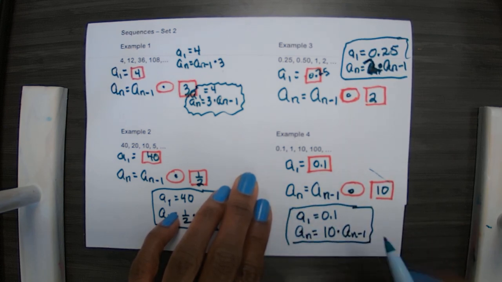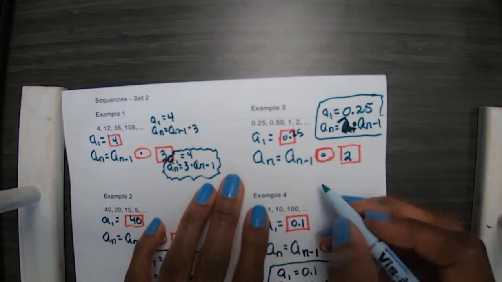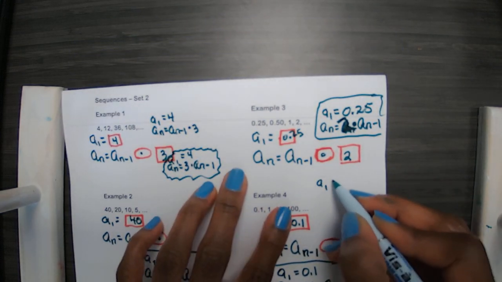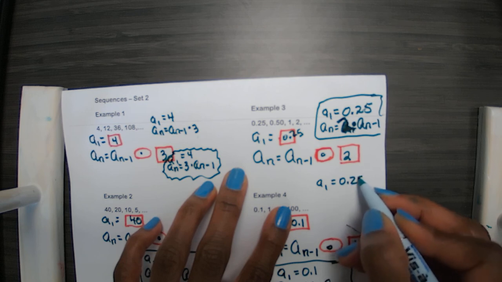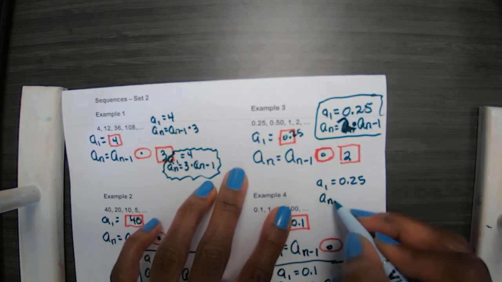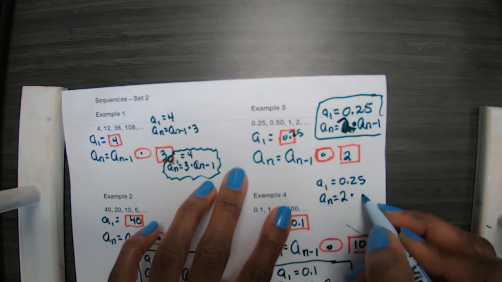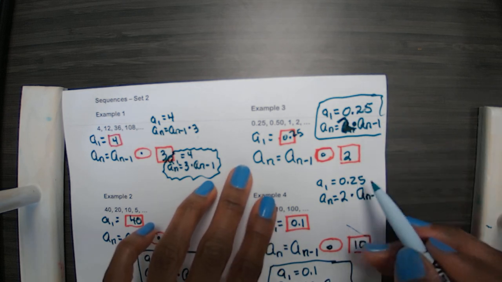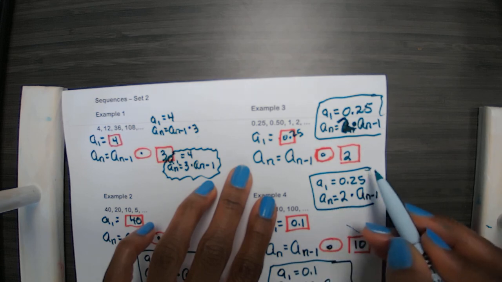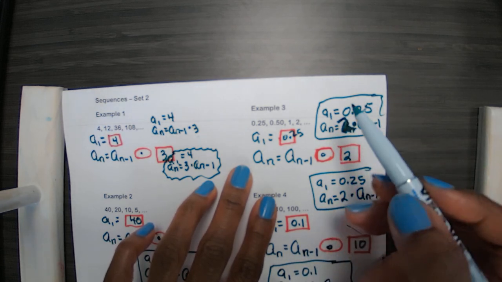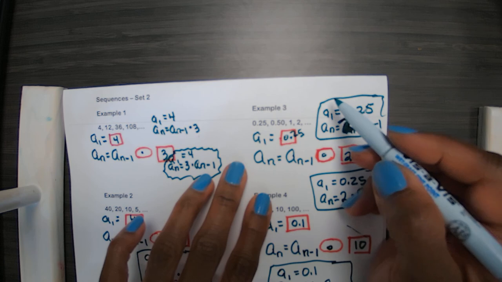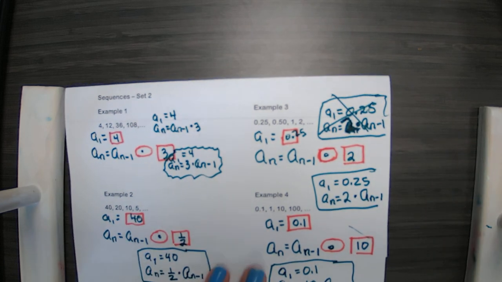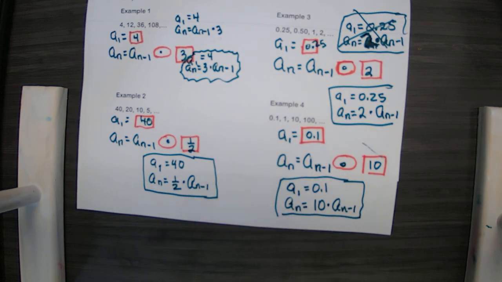And that's that rule. Let's go back up here and fix this. This was going to bother me. A sub 1 is equal to 0.25. And a sub n is equal to 2 times a sub n minus 1. Okay? That's that rule. It's written better right there. So take that, work with it. Let me know if you have any questions. Thank you.